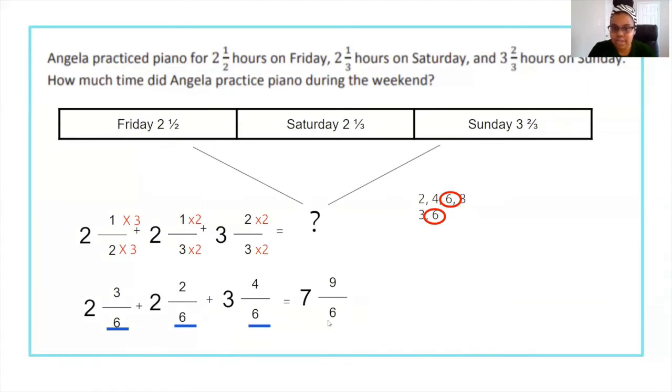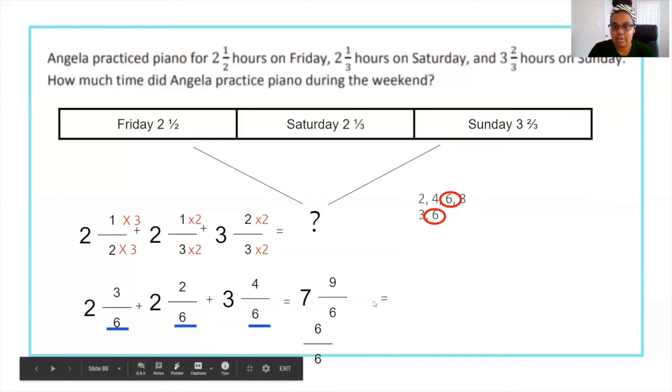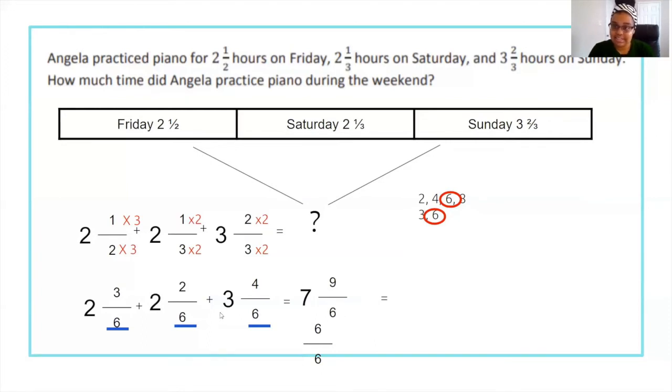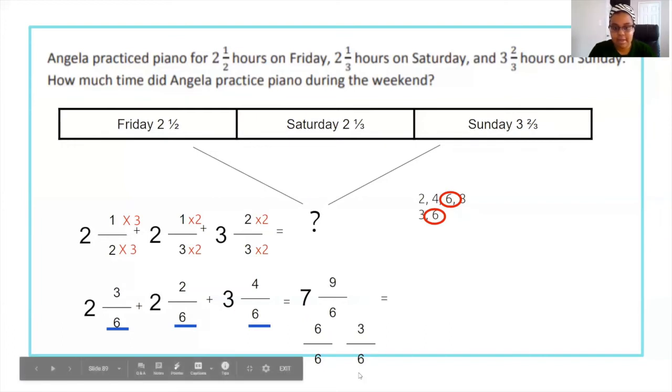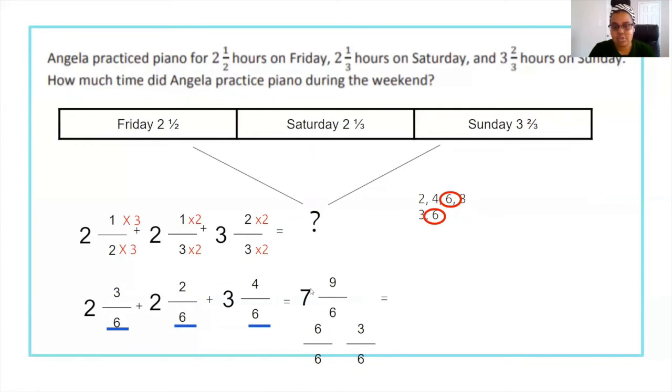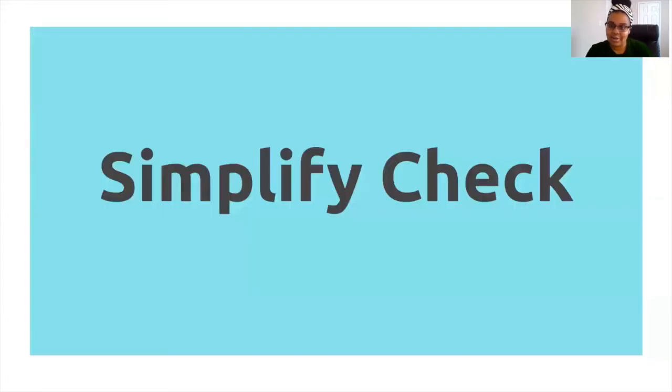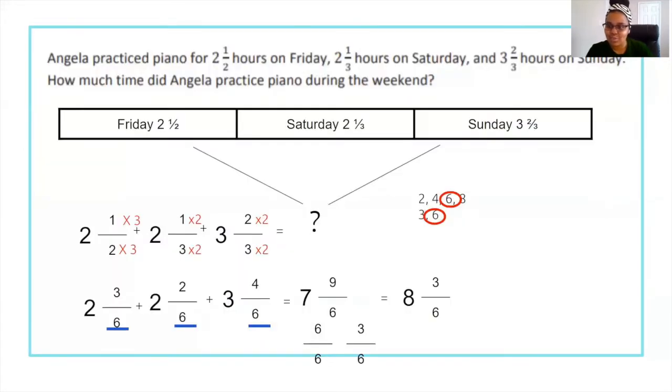Now, I do have an improper fraction in there. So I want to rename that 9/6 as 6/6, and I would have 3/6 left over. So that's the same as 1 3/6. That 1 I could add to my 7 to make 8 3/6. So let me go back for a second. 8 3/6. Before I move on to the next problem, I want to know, can I simplify 8 3/6?